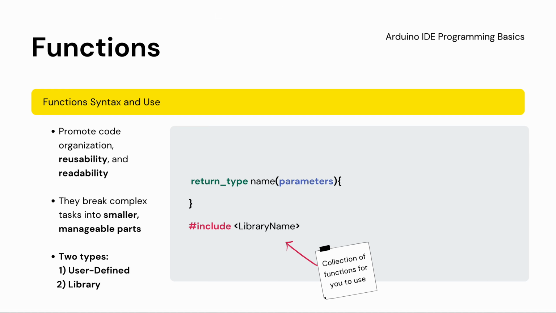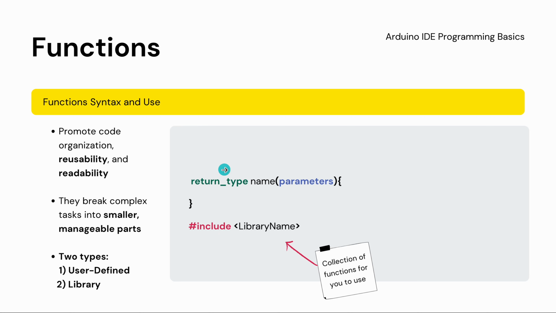Functions are incredible. They're going to save you a ton of time and also make your code a lot more organized, reusable, and readable for people if you're exchanging code or if you're working on a project together. They break complex tasks into smaller, more manageable tasks. So if you have a project with a bunch of sensors, it's really helpful to use functions for that. There are 2 types of functions that you'd be using. One that's user-defined, so one that you make for yourself, and one that's part of a library, which we'll dive more into deeper.